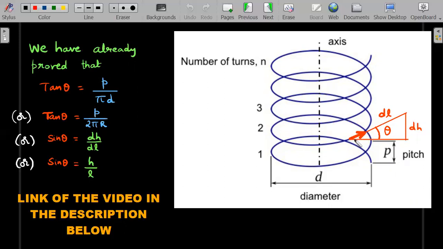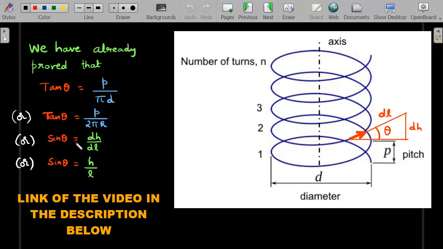Each and every small element dl here, if I zoom in like this, forms a right angle triangle with a small height variation dh. The angle formed by this right angle triangle is theta, and at every place in the uniform helix that angle will be the same. And in that video we have already proven tan theta is the pitch divided by the perimeter of a single turn. You can check that, or you can write it as 2 pi r, but here I'll not be using that. You can check that video, the link is in the description below, for more elaborate explanation on how we measure this angle theta. I'm taking it for granted.